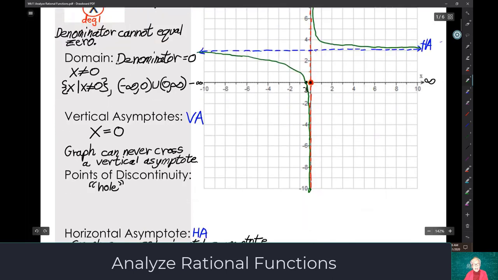We found the domain, knowing that x cannot equal 0, so 0 gets taken out of the domain. This is how you would write it if you were writing in set builder notation, set, and this is interval notation, interval.